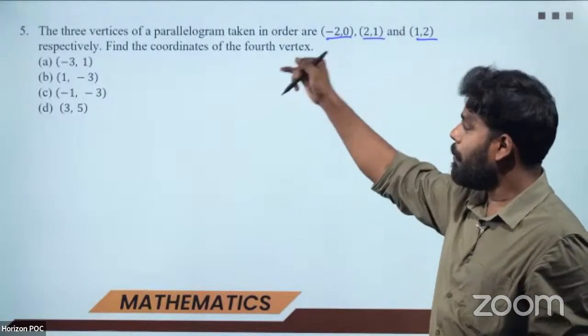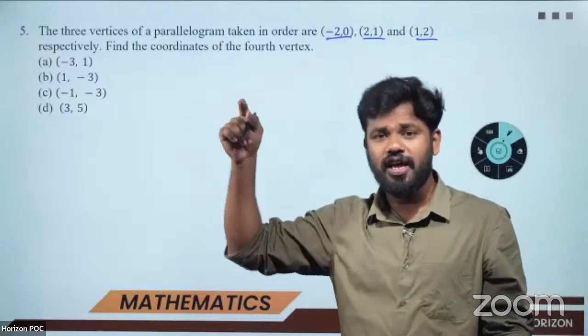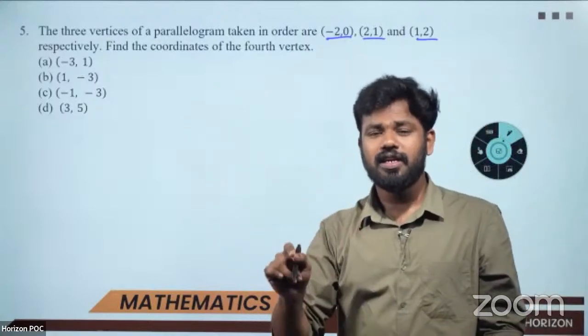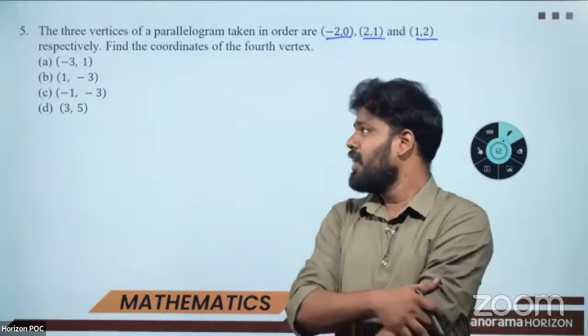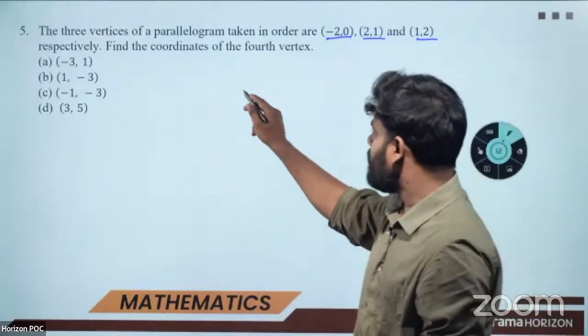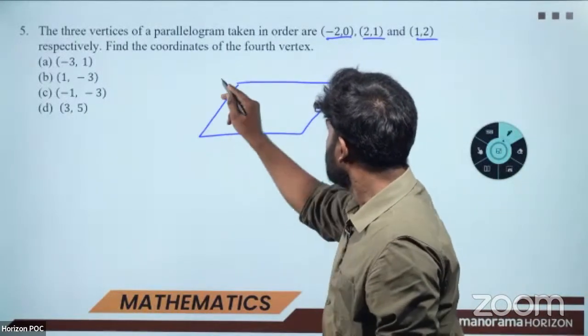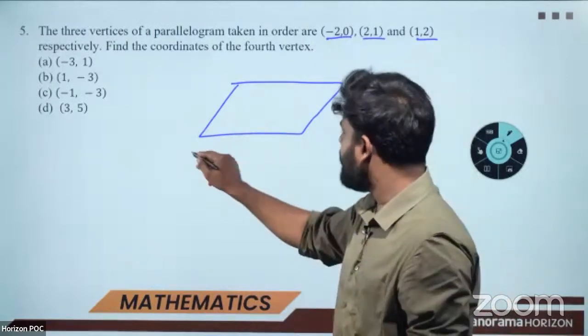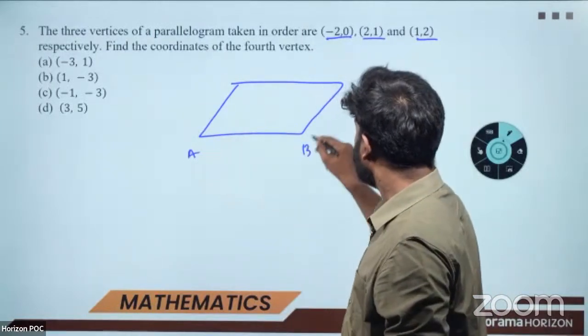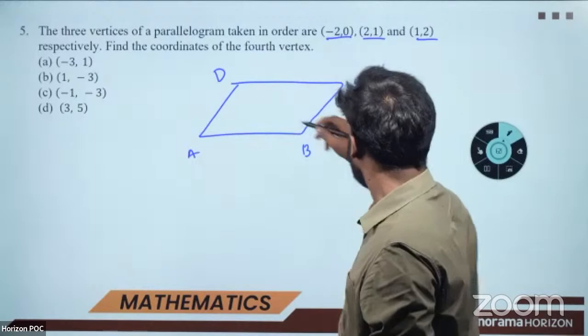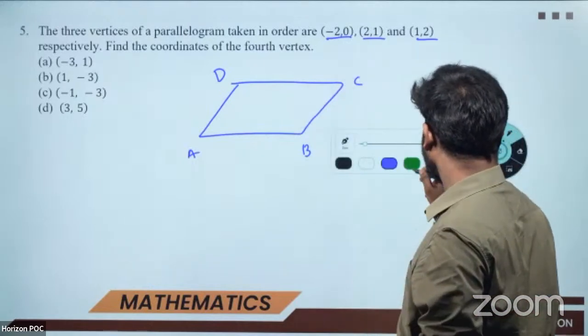Now, using which property do we have to solve this question to find the fourth vertex of the parallelogram? That is the question. There is a challenge here. So let's draw a parallelogram here. Yes, so I have a parallelogram. I'm naming it A, B, C, and D. So I have four vertices.